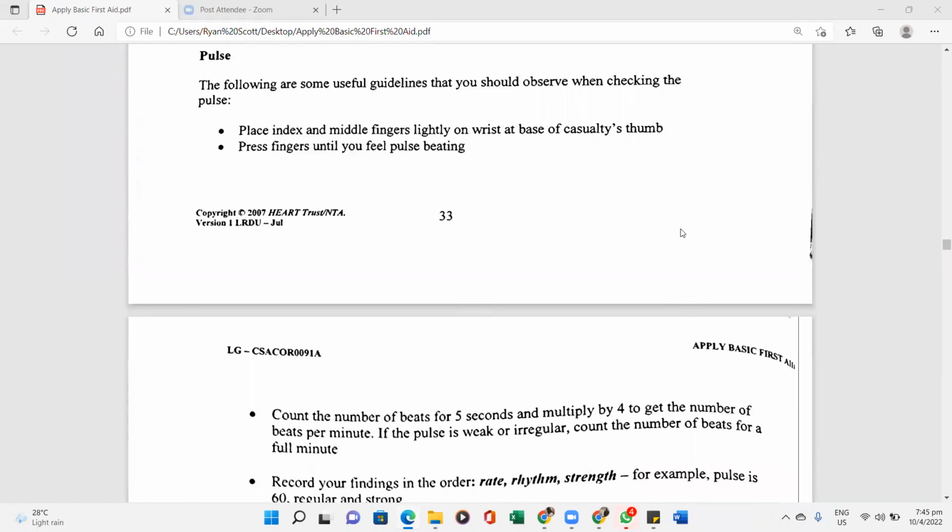For the pulse, you place your index and your middle finger on the wrist at the base of the thumb of the person. So look for the person's thumb, and then you put your index and your middle finger right below where the thumb is. So you will never make a mistake. So remember, it's not the side where the person's little finger is at that you check. It's the part where the person's thumb is. So you look for the person's thumb and then you put your two fingers right below that. Okay? Scroll down.